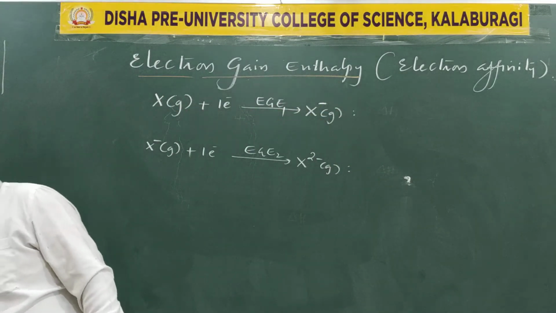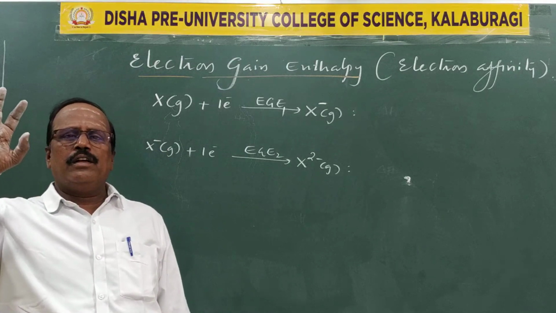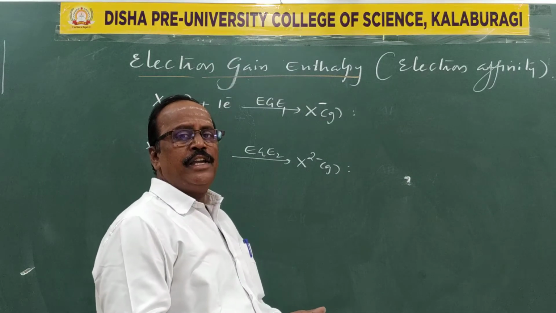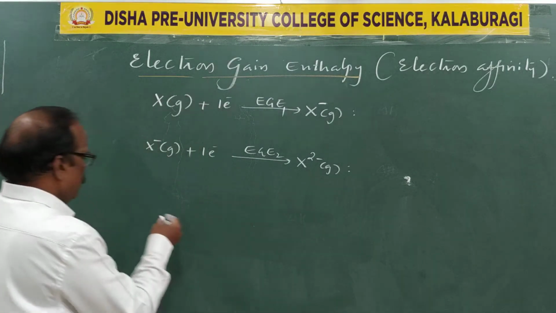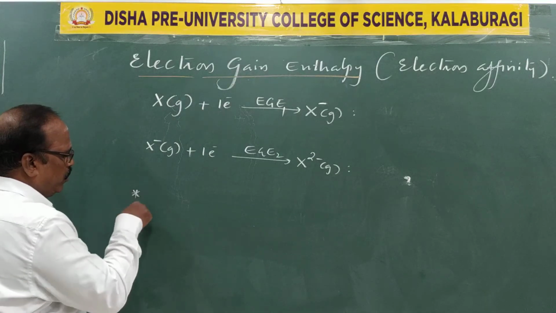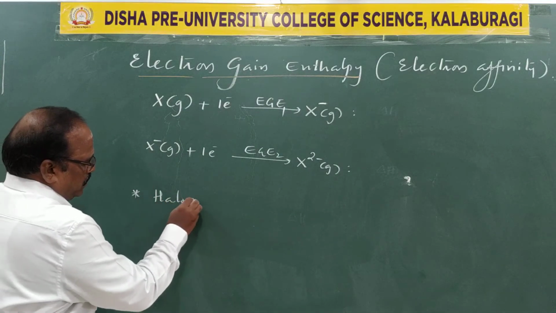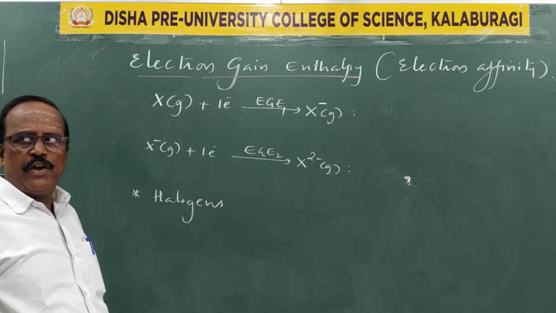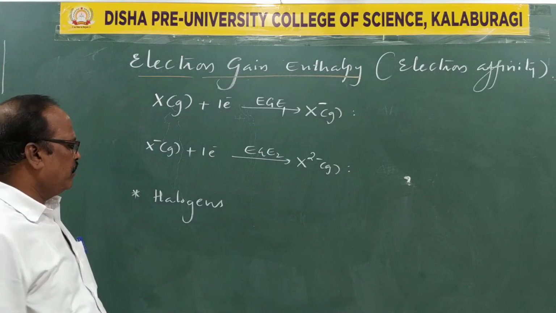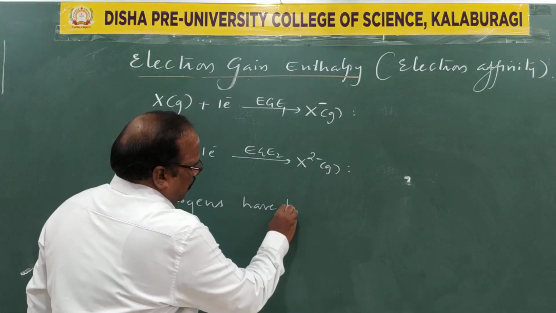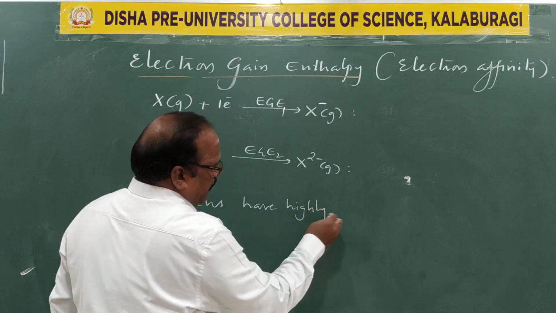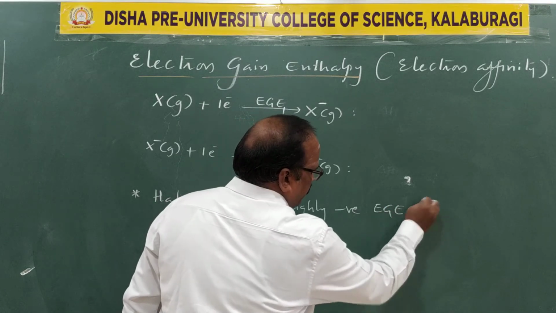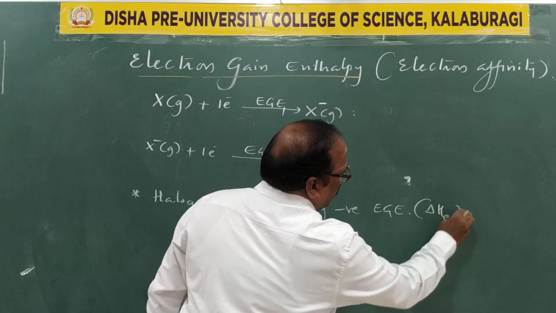Generally, halogens, the 17th group elements, have highly negative electron gain enthalpy. Point to be noted: halogens, 17th group elements, fluorine, chlorine, bromine, iodine and astatine. Here halogens have highly negative electron gain enthalpy.